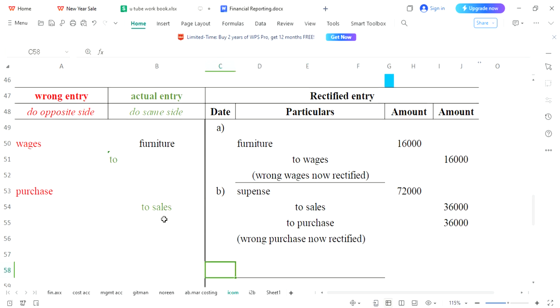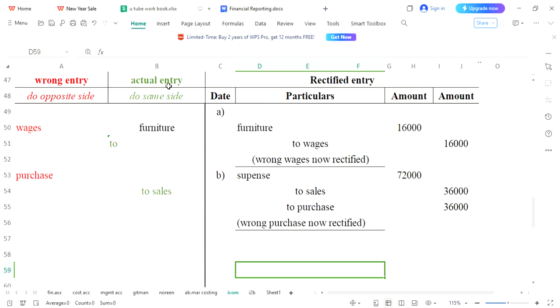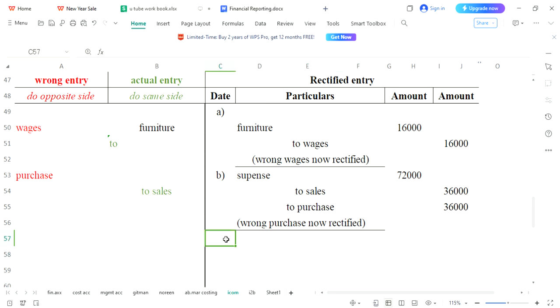Let's put a bottom line after this. Okay, we are going to put a bottom line from here. Please remember, good presentation is very important. Lines are very important. Don't forget about that. If you are giving a little more time for better presentation, that would never be a problem. So two entries are completed. B entry: suspense to sale to purchase. Now we will see our C entry.